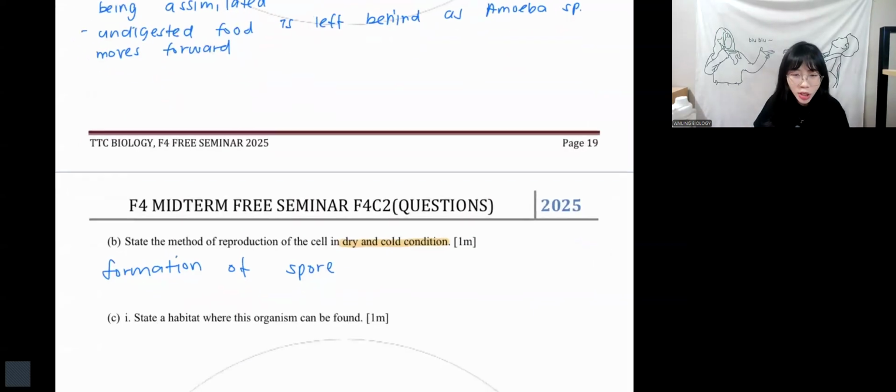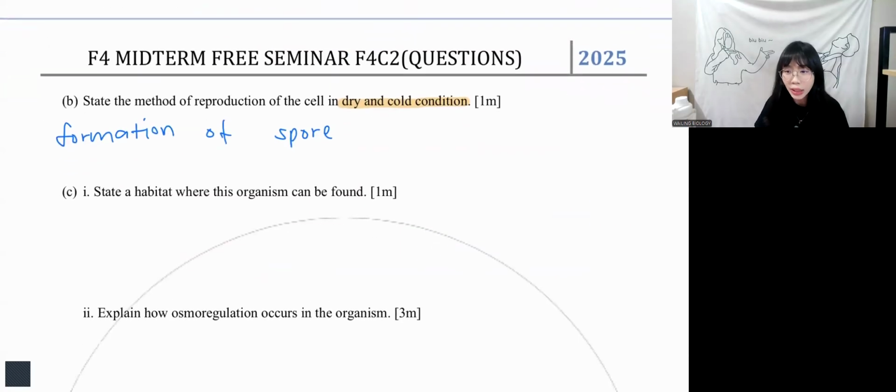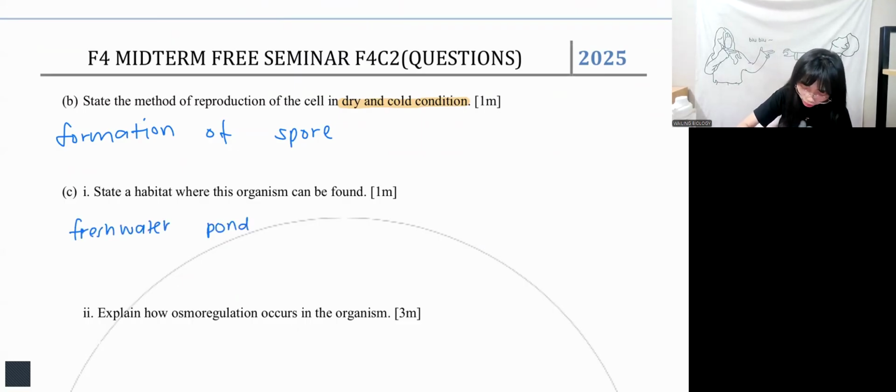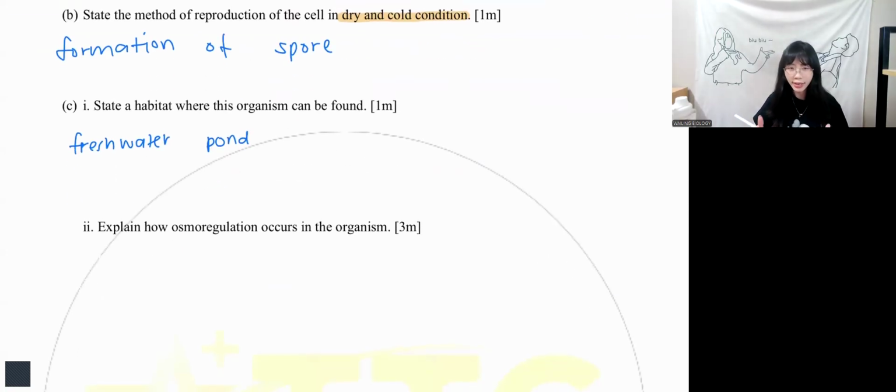State the habitat where this organism can be found. They are found in water. We call this fresh water. We don't write water, but write fresh water. It's called fresh water pond. As long as they are fresh water, you know we have seawater, right? Seawater is a type of water. Fresh water is a type of water, right? So it's called fresh water.